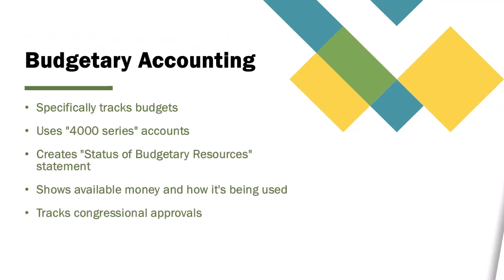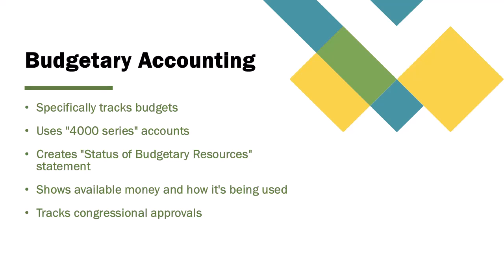That's where budgetary accounting comes in. Now, this system specifically tracks the budget and the status of your authority to use this budget. These are going to be the 4000 series accounts in the standard general ledger chart of accounts. And I don't want you to get too worried about the technical details right now, but the important thing to remember is that the 4000 general ledger accounts are used to create one of the financial statements we have in the federal government, which is the Statement of Budgetary Resources, or the SBR.